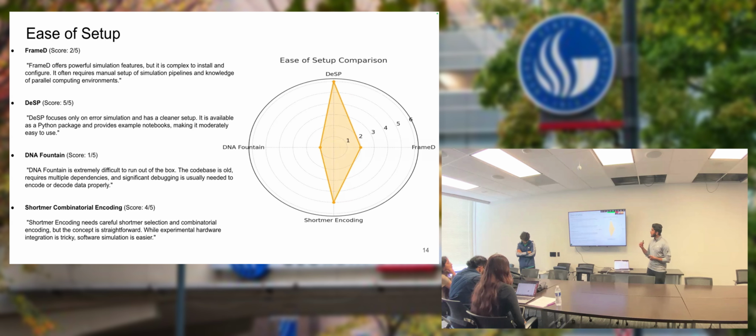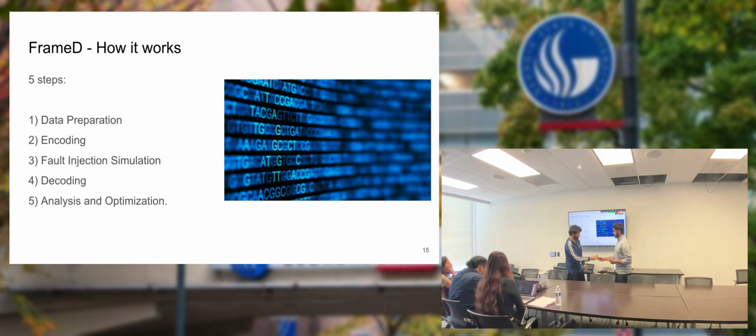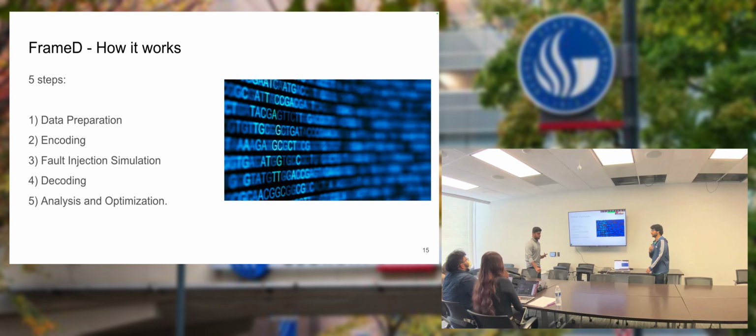DSP was kind of easy and it's a cleaner setup and it's available in Python. All the notebooks are easy to set up. It's just plug and play. The DNA Fountain was kind of old. The code is written in Python 2, and a lot of the functions and methods are outdated, so that was really difficult to implement. I was able to implement the encoding technique, but decoding is still having some issues. The shortmer combination encoding was also a good code, a straightforward concept, and was able to run properly. Yeah, that one was easy, quick, simple to set up.